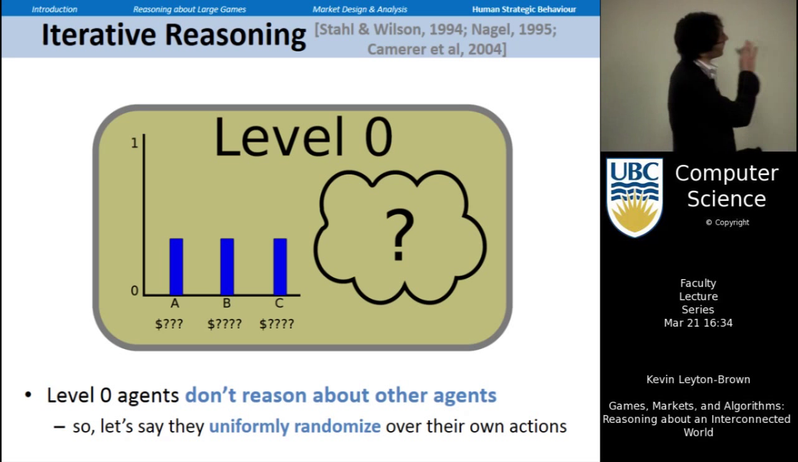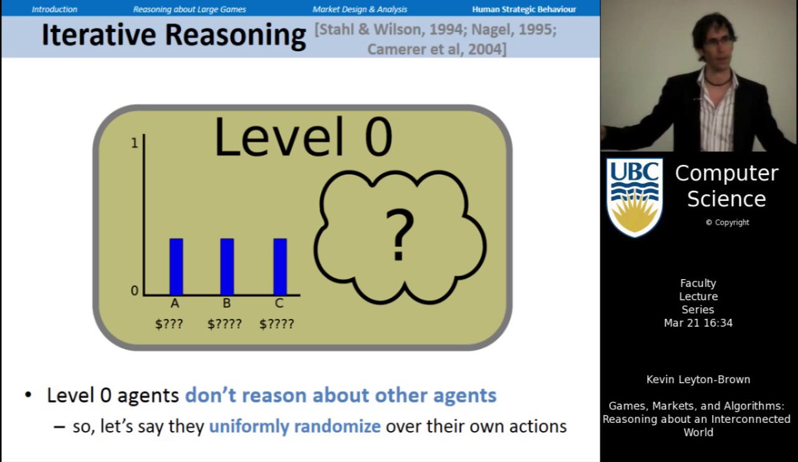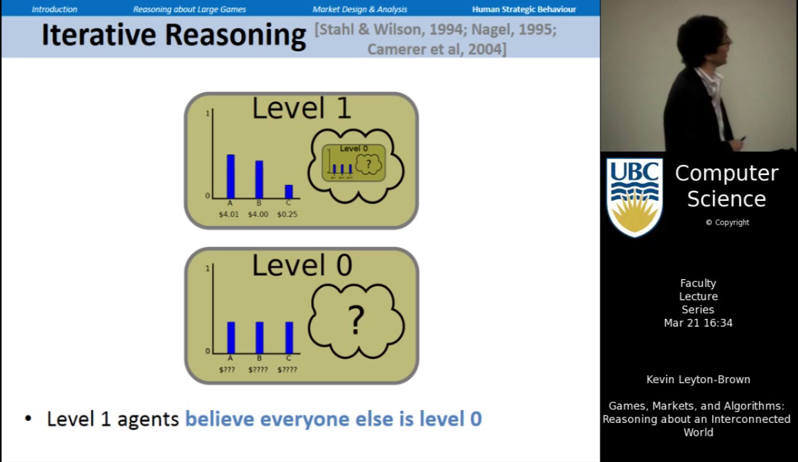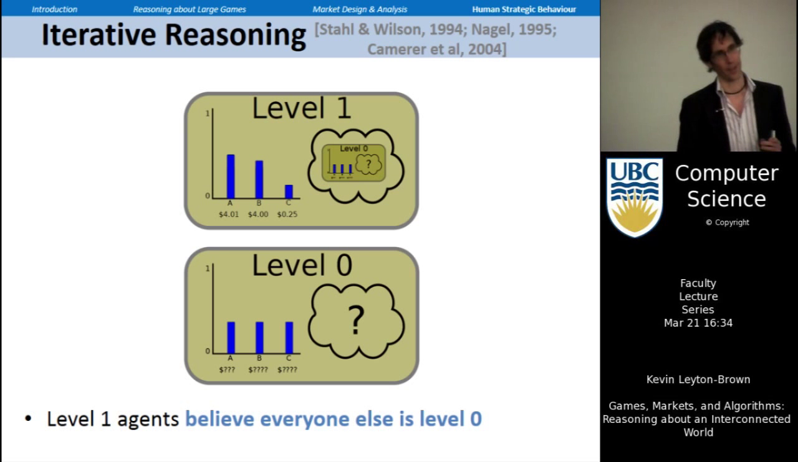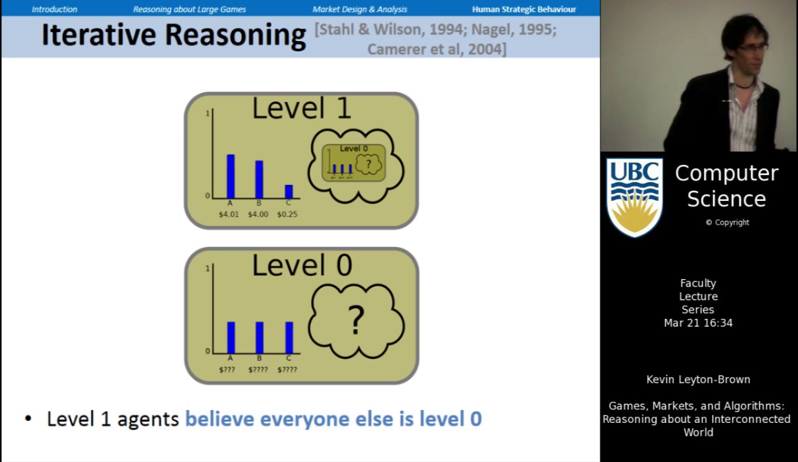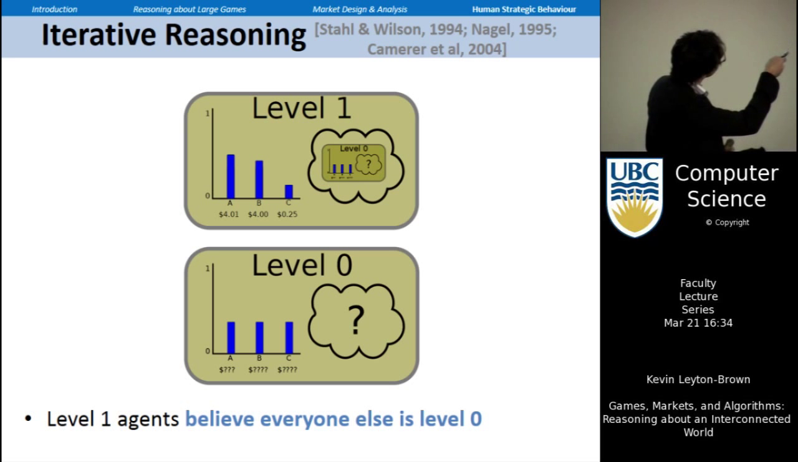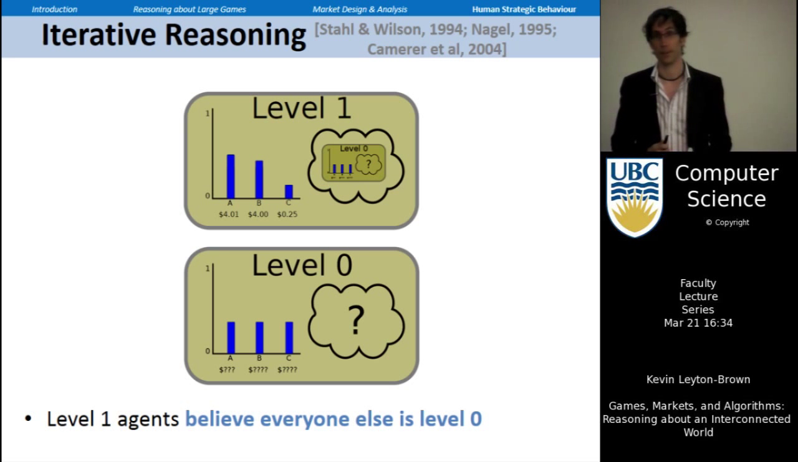And so to make things simple for the moment, let's say, as most of the literature does, that they just uniformly randomize over all of the different options that are available to them. Well, then a level 1 agent is basically an agent that believes that everybody else is level 0. So a level 1 agent thinks they're pretty clever because they're going to get the jump on the level 0 agents. So they say, I know how a level 0 agent would behave. I've got a little model in there, which is actually correct. And I'm then going to respond to that.